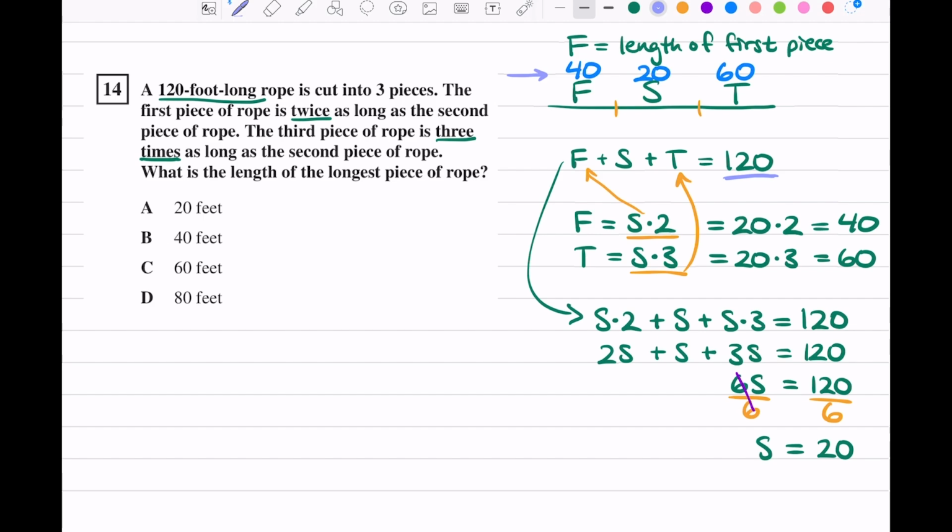So now we know the length of each of the 3 pieces, and the question asks, what is the length of the longest piece of rope? In this case, our longest piece is the third piece. It's 60 feet long, so that would be option C.